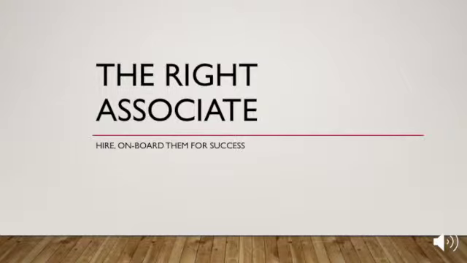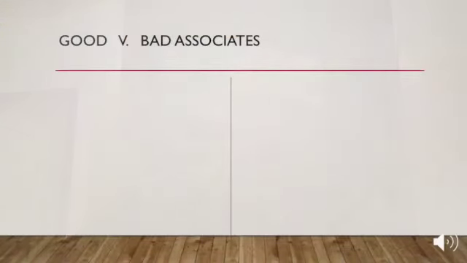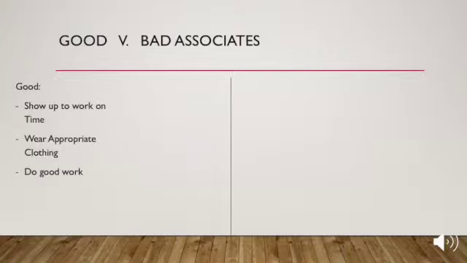When we think about associates, we have both good and bad associates. Some things that we look for in good associates is they show up to work on time, they wear appropriate clothing, they do good work, they're a culture fit, they don't complain about everything, and they want to grow as a dentist.